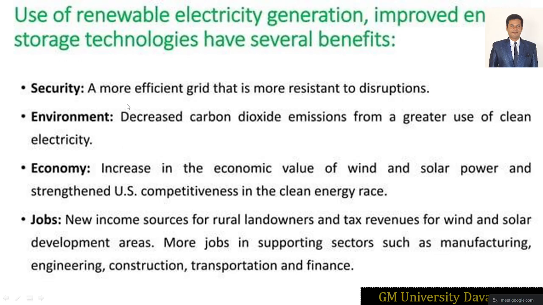When you talk about security, a more efficient grid has more resistance to disruptions. If there are any disruptions happening in the power grid, no? If there is resilience in the grid, isn't it? So power quality, there are fluctuations in the power quality. There is a voltage sag, there is a voltage swell. So what will happen? That security can be provided, right? You can avoid the disruption from that.